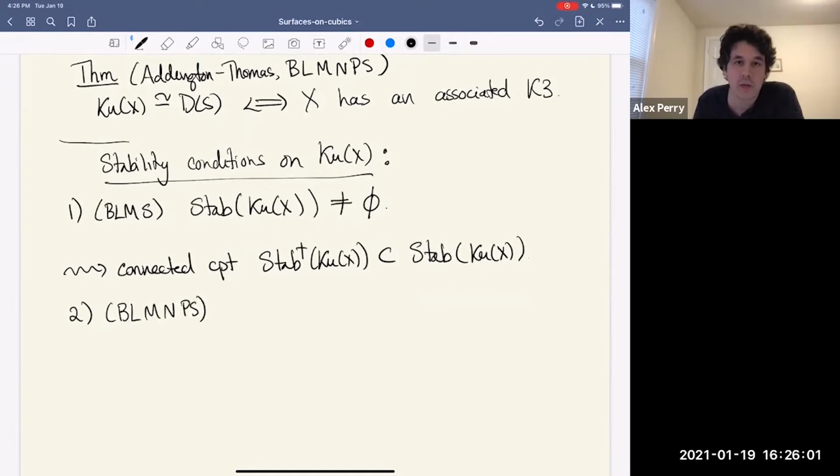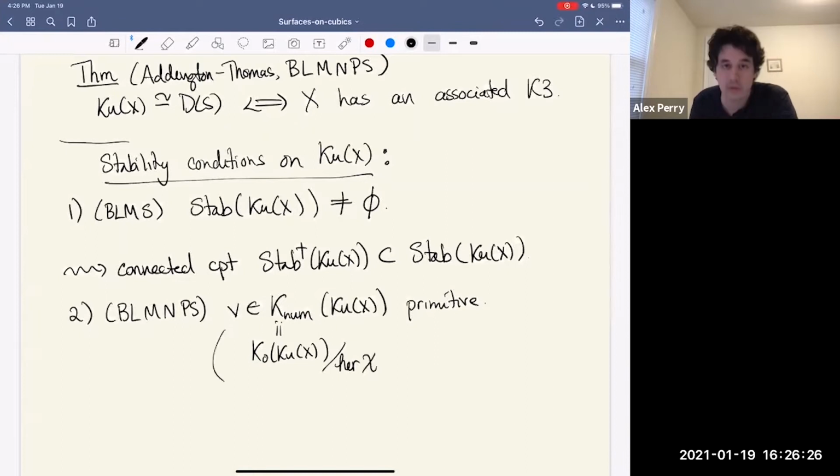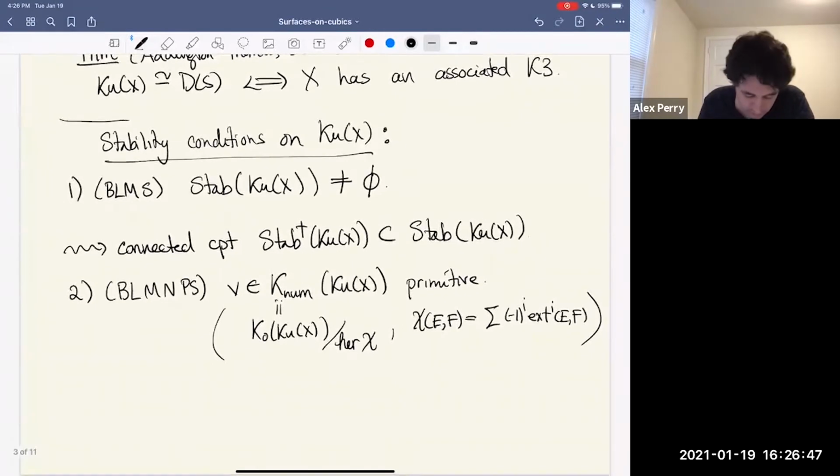It has to do with a description of the moduli spaces for these Bridgeland stability conditions. So I'm going to fix v inside of the numerical K-theory of this category to be a primitive vector. Just to remind you, by definition, this is K naught, the Grothendieck group of this category, modded out by the kernel of the Euler pairing, where this Euler pairing is the usual thing. It's by definition chi of E, F, the alternating sum of the dimensions of the Ext groups. So you mod out by the kernel of this pairing and you get something called the numerical Grothendieck group. And the statement is that for a primitive vector in there and for sigma a generic one of these stability conditions, we have the following.